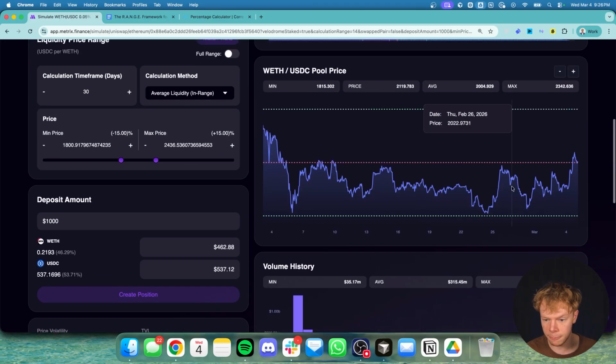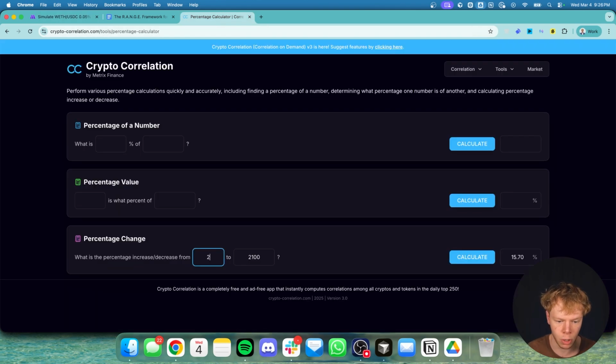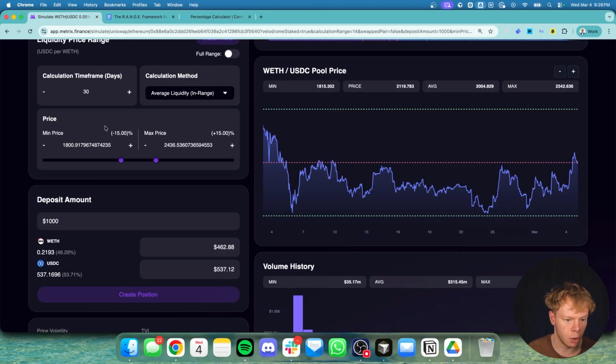But we do the same exact thing for the downside. Well, over here, we went from 2100 to about 1840. So we'll do 2100 to 1840. That was a 12% decline. So our min price is now set at negative 15%, so that should encapsulate that 12%.